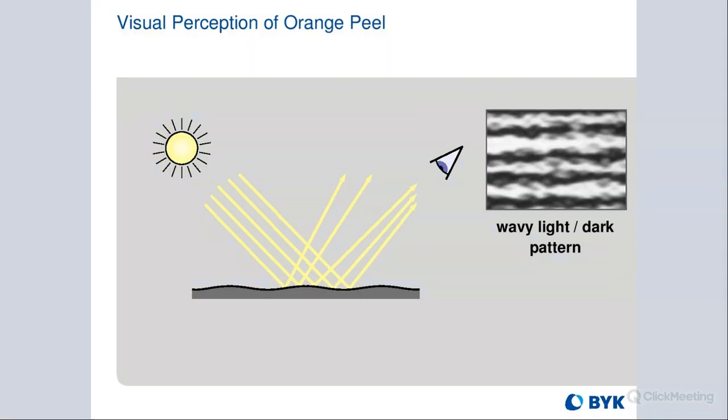So our visual perception is based off of the illumination of whatever we're looking at, and then how that is actually being reflected to our eye. So you can get light or dark patterns depending on where you're standing relative to the part that you're looking at. And it also depends on the angle of illumination.